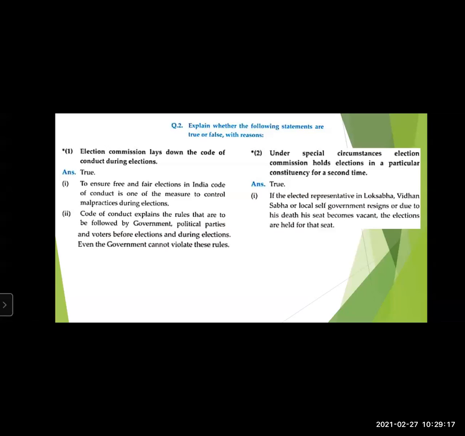Next question is: under special circumstances, Election Commission holds elections in a particular constituency for a second time. The answer is true. If the elected representative in Lok Sabha, Vidhan Sabha, or local self-government resigns or, due to his death, his seat becomes vacant, the elections are to be held for that seat.